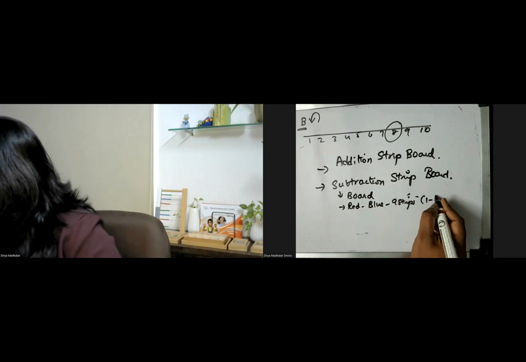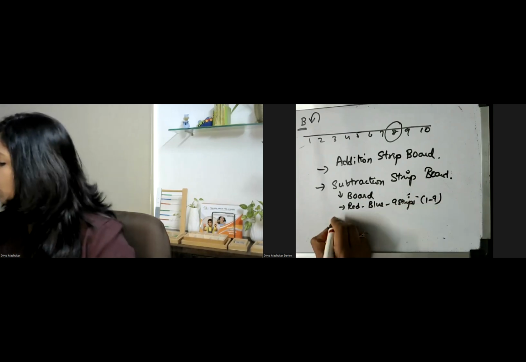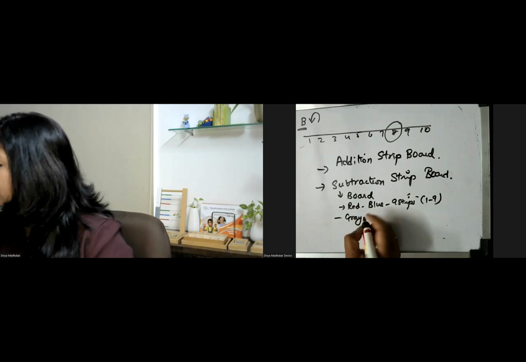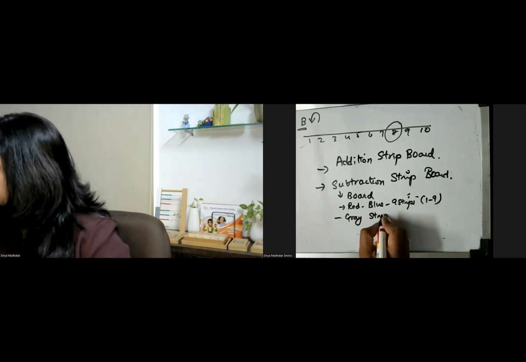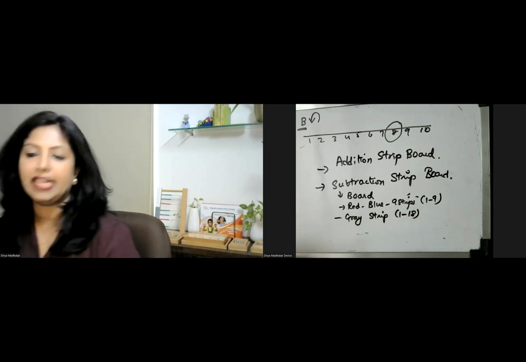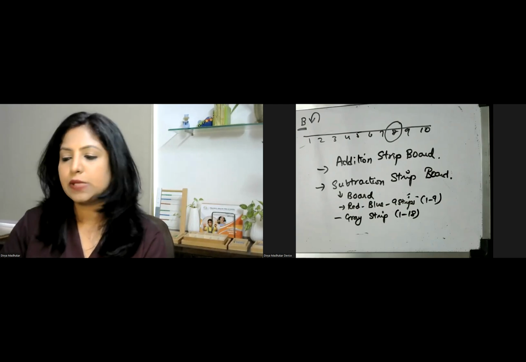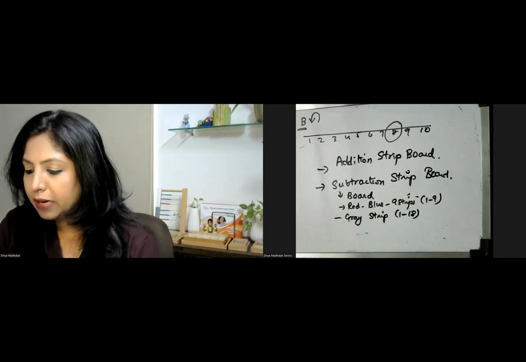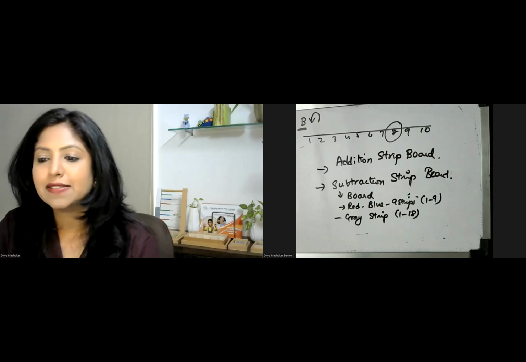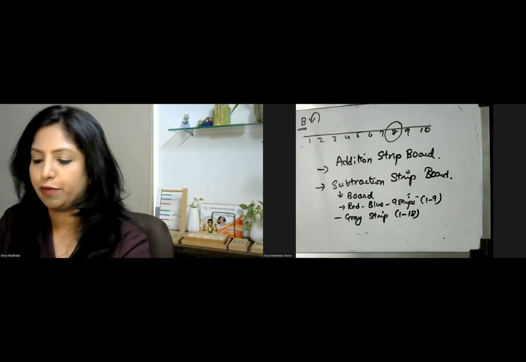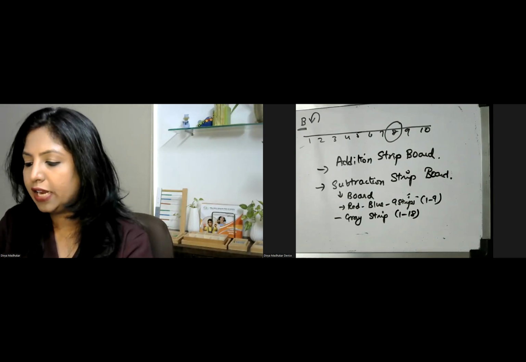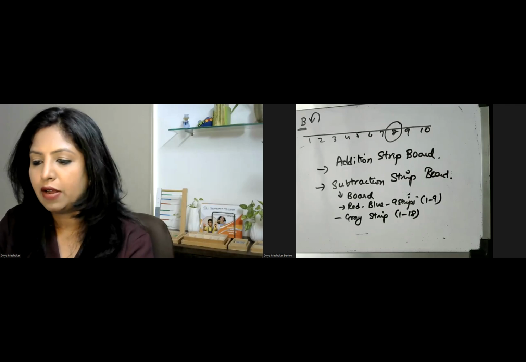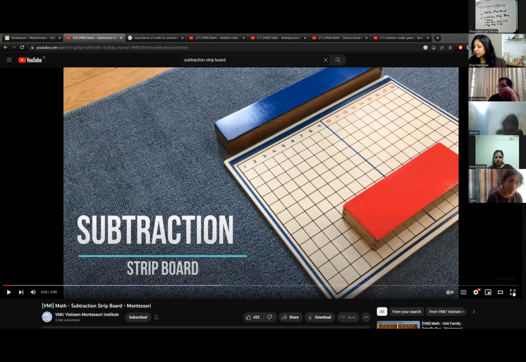ranging from numbers 1 to 9. Along with that, I would have a gray strip which will range from 1 to 18. Okay, so these would be my materials that I would be needing to perform my exercise of my subtraction strip board. Now, how well we do that is related to our exercise. So let's take a look.